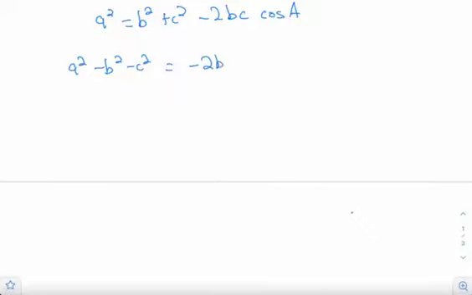A squared equals B squared plus C squared minus 2BC cosine of A. Okay, so what I'm going to do is I'm going to solve it for cosine of A. So the first thing that I'll do is subtract B squared and C squared from both sides. So that's going to give me A squared minus B squared minus C squared equals minus 2BC cosine of A. Now my next step is I'm going to divide by minus 2BC on both sides of the equation.